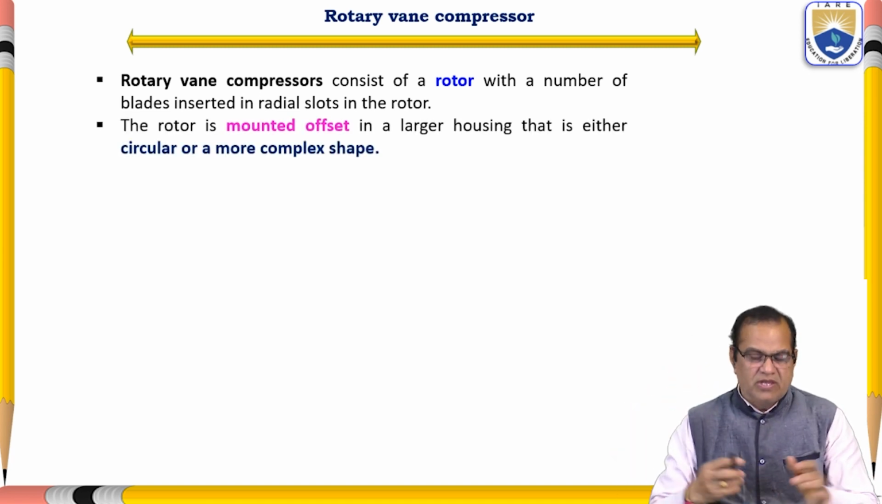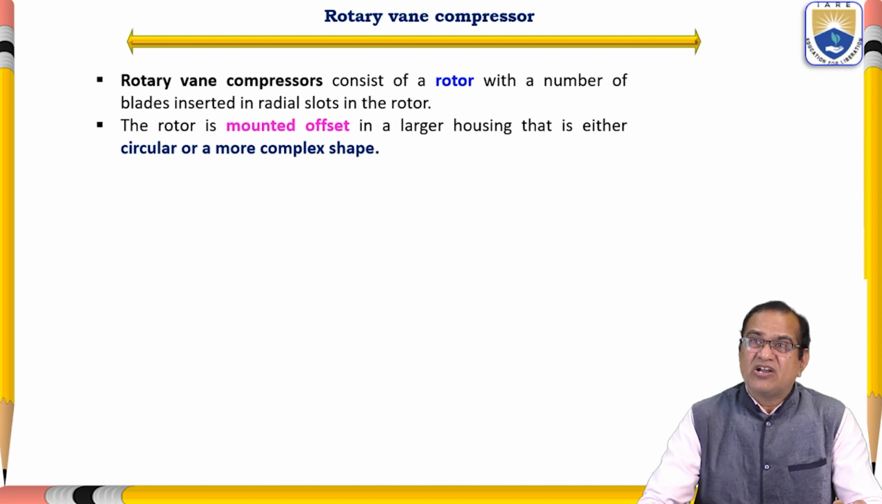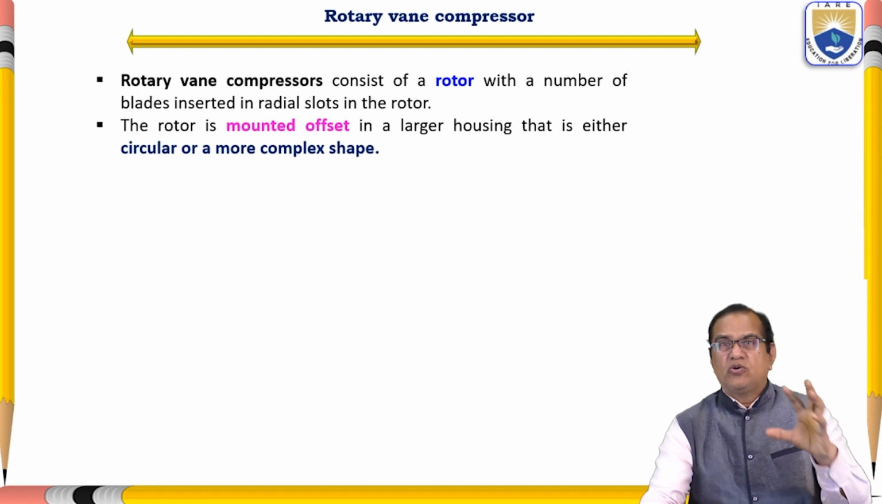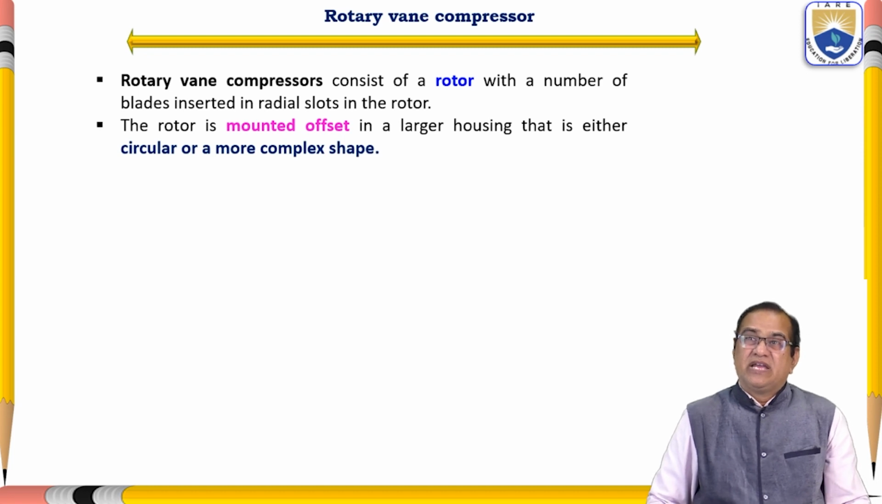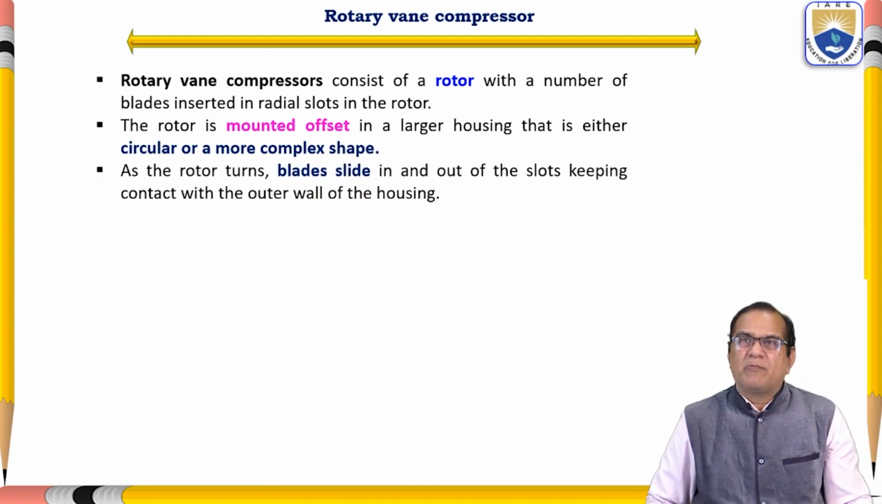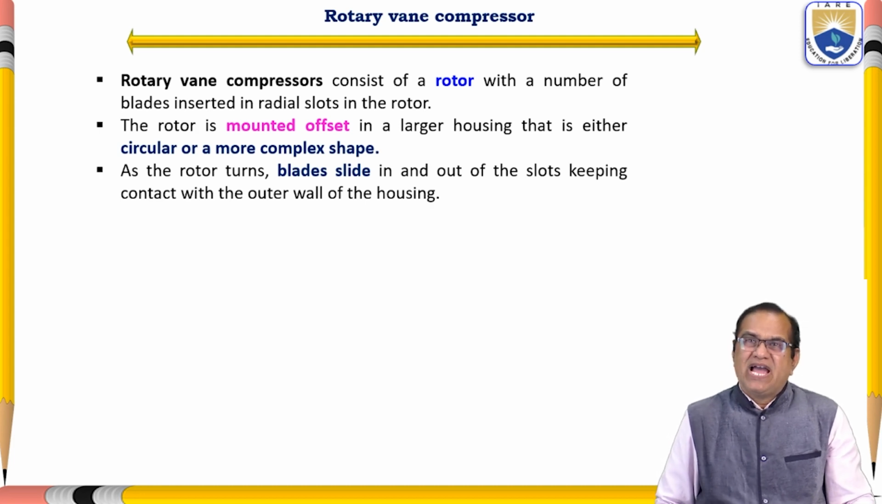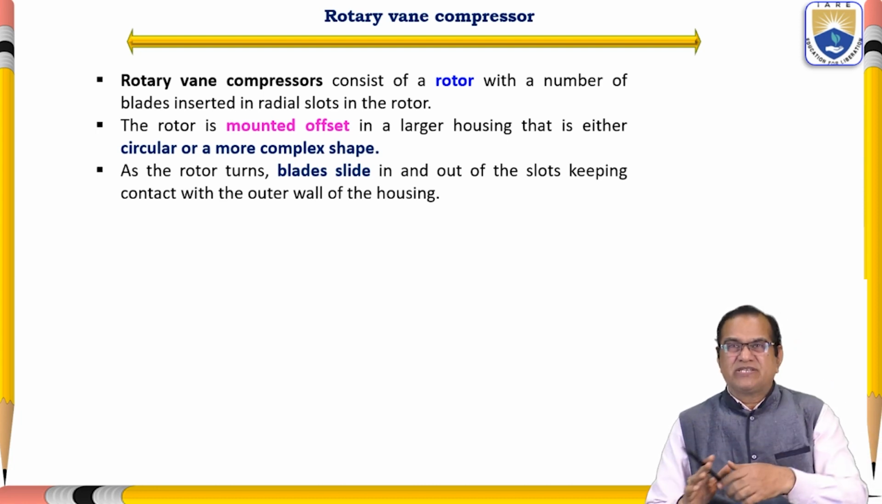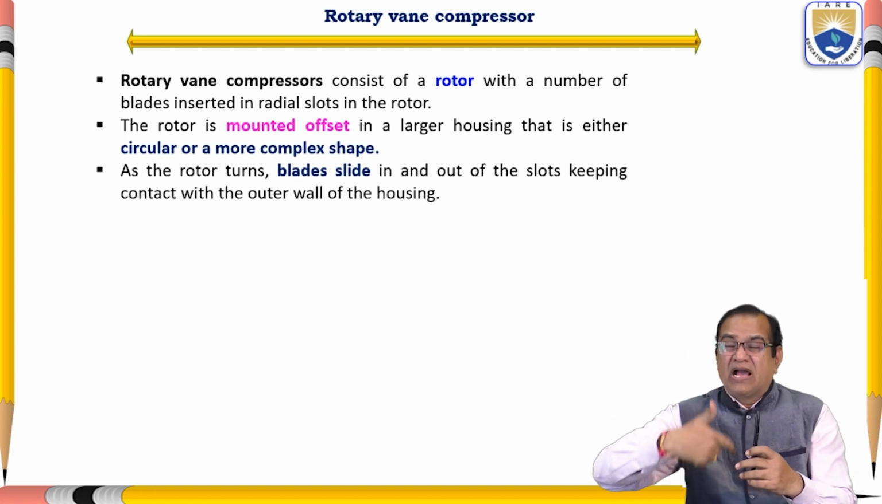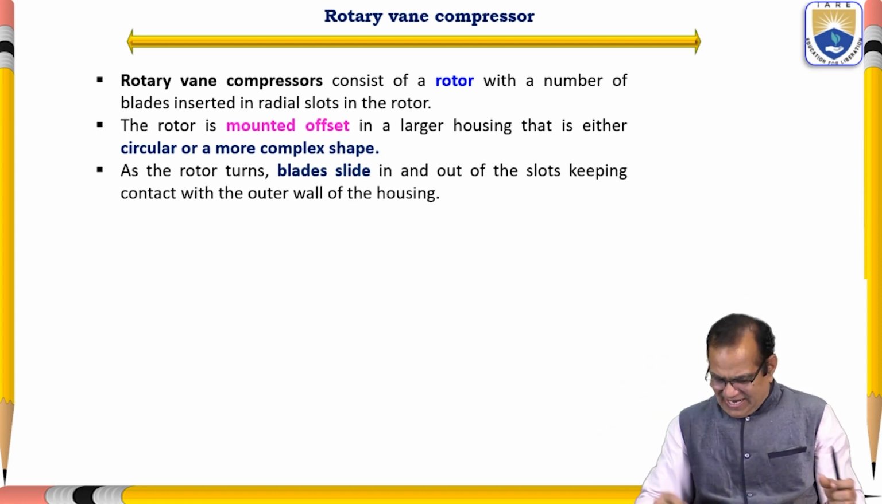The rotor is mounted offset in a larger housing that is either circular or a more complex shape. So the rotor is not at the center, it is offset and fixed inside a circular or more complex shaped area. As the rotor turns, the blades slide in and out of the slots, keeping contact with the outer wall of the housing. So the blades go up and down, and on one side they cover more area, on the other side less area.